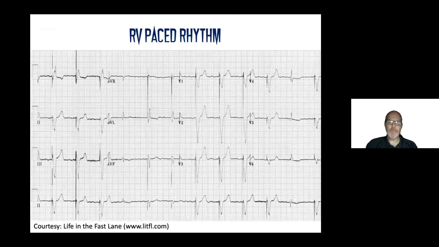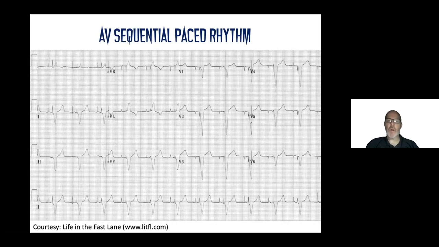What about paced rhythms? Most paced rhythms, the pacer wire is embedded in the right ventricle. And if you think about that for a second, if the pacer wire is implanted in the right ventricle, then the right ventricle is going to depolarize first. Well, in a left bundle branch block, since the left bundle is blocked, the right ventricle is going to depolarize first. That's why an RV paced rhythm will assume a left bundle branch block morphology. If you look up here in lead V1, you have a terminal S wave in lead V1. You'd expect that with a left bundle branch block. You would also expect that with a right ventricular paced rhythm.